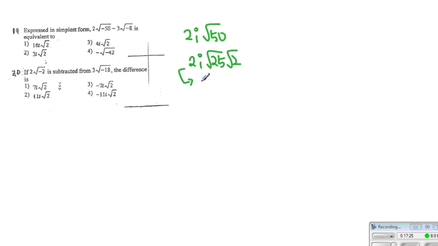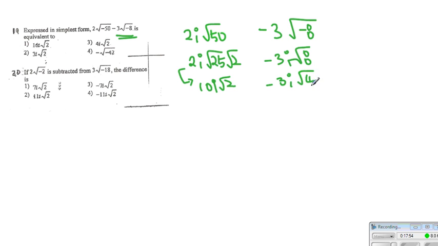And here square root of 25 becomes 5. 5 times 2 becomes 10i square root of 2. On the other hand, here we have negative 3 square root of negative 8. Now, as soon as you realize this one, this becomes negative 3i square root of 8. Now, square root of 8 becomes negative 3i.